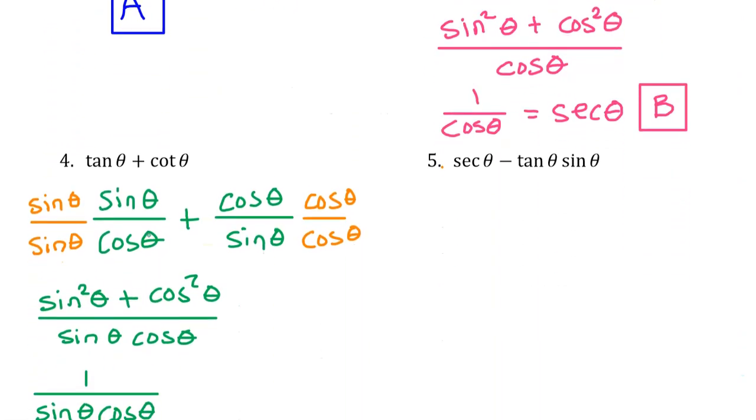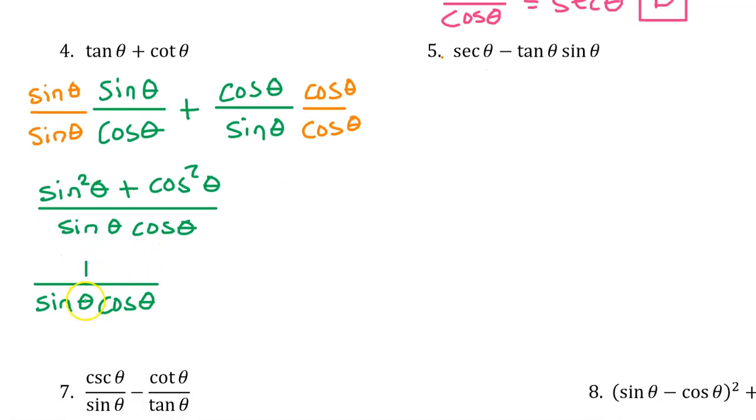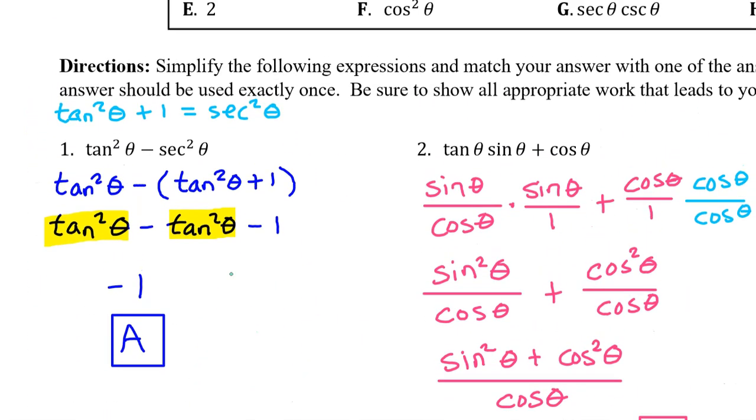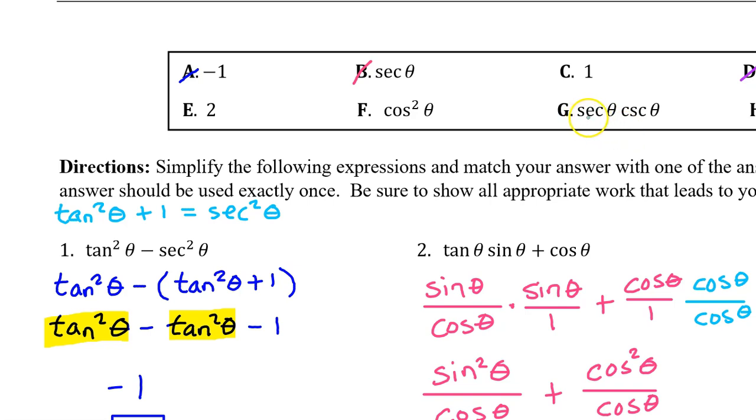So let's flatten this out. 1 over sine is cosecant, and 1 over cosine is secant. So this will be the same thing as cosecant theta times secant theta. I think I saw that as one of the options. Alright, well, that's the same as secant theta times cosecant theta. So the answer is G.